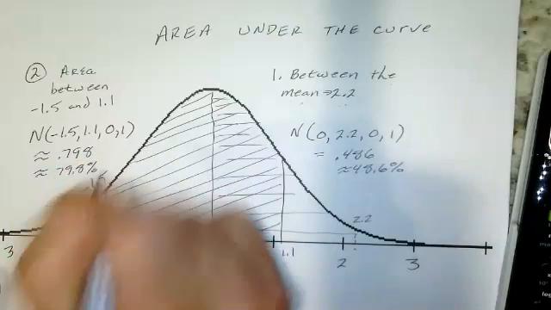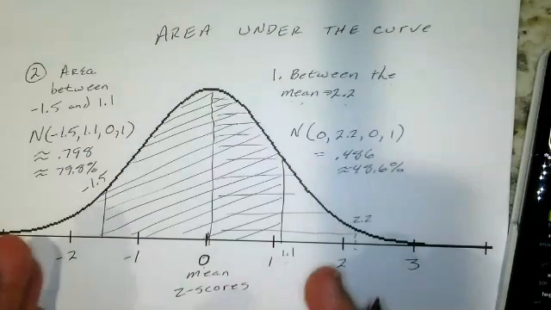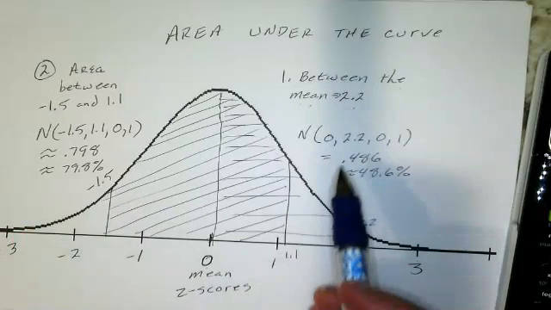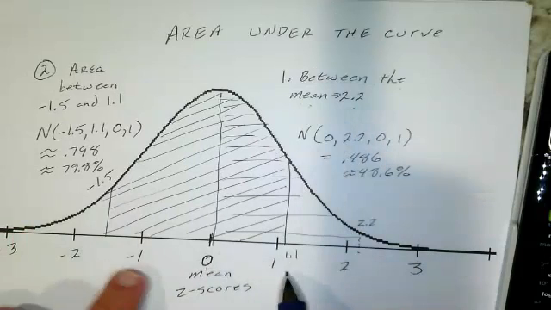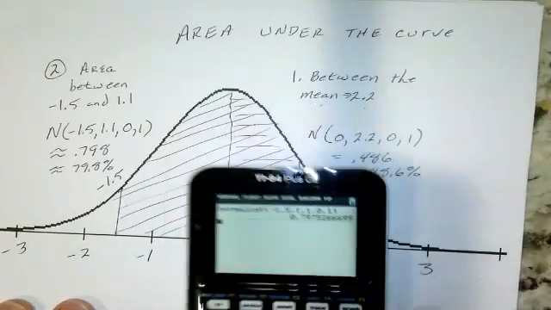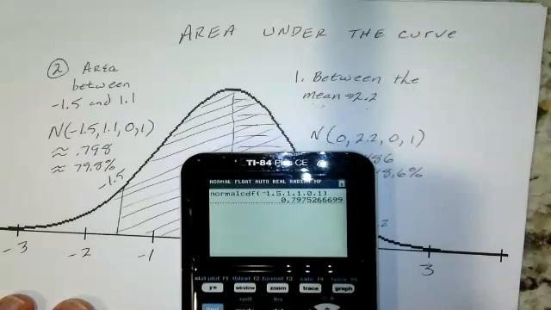79.8%, or just about. Okay, so finding the area between z-scores under the normal model, our mean is 0, standard deviation is 1. We simply go to normal CDF and take care of each part. I hope that helps.